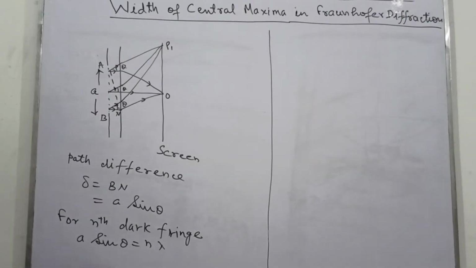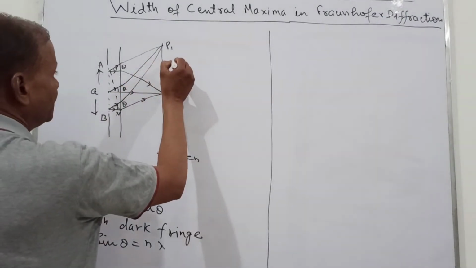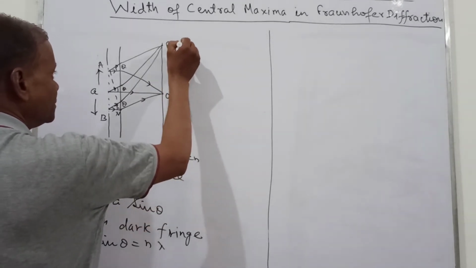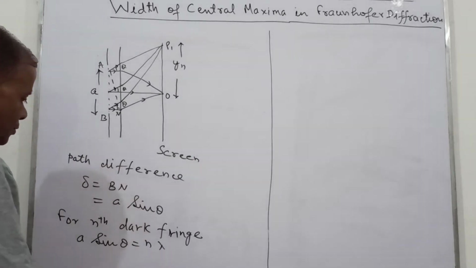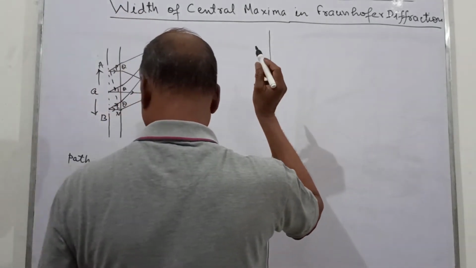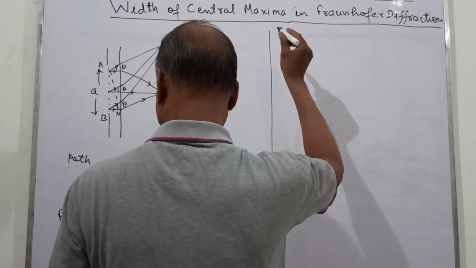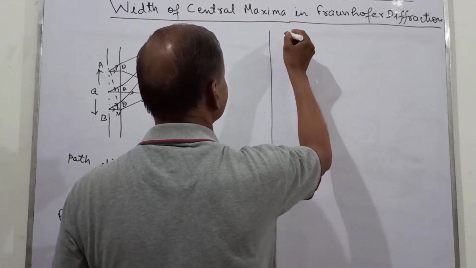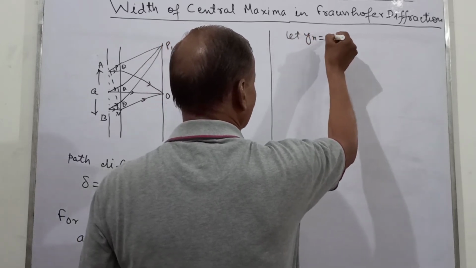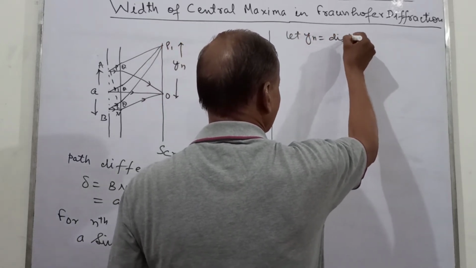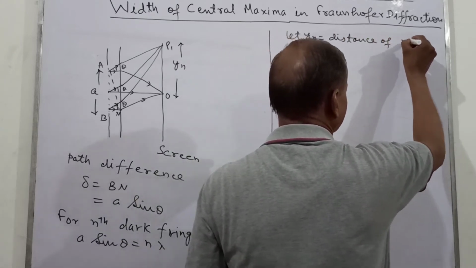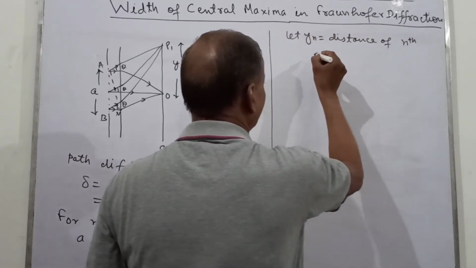Let us take the point yn from this. So yn is the distance of the nth minimum. Let yn equal the distance of the nth minimum.